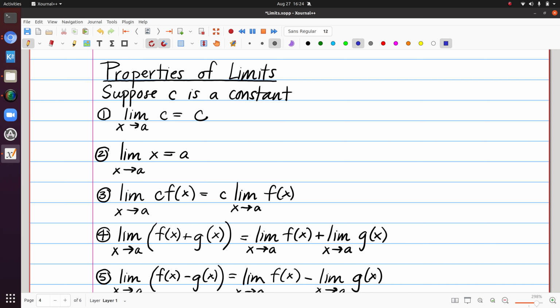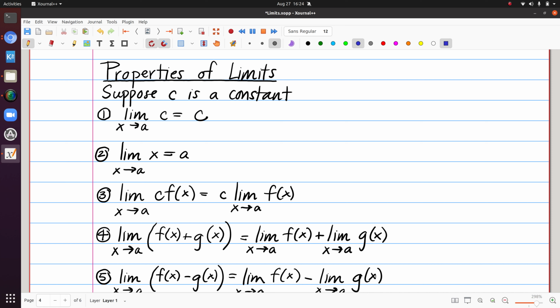So the first property simply says the limit as x approaches a of a constant is just the value of that constant. The second property says that the limit as x approaches a of x is a. So we could simply think of the line y equals x and consider traveling along that from either direction and see that as the x value approaches a, it makes sense that the y value would as well.